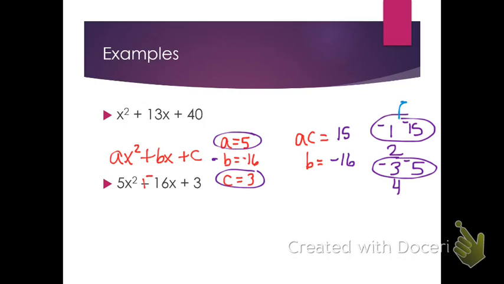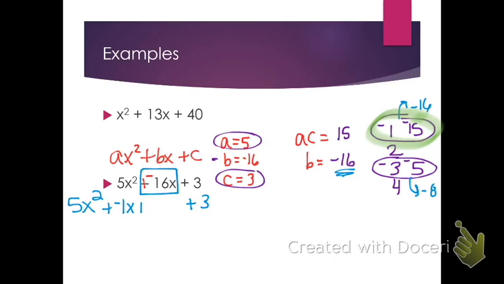The first set of factors add up to negative 16. The second set add up to negative 8. I wanted the ones that added up to negative 16, so I want the negative 1 and the negative 15. Once I've found those values, recall that we're going to replace the middle term with those two values. So I'm not touching the first term, and I'm not touching the last term, but I'm replacing the negative 16x with a negative 1x and a negative 15x.